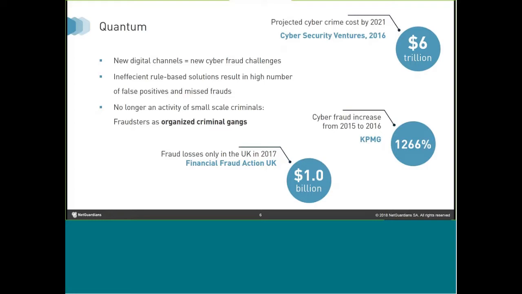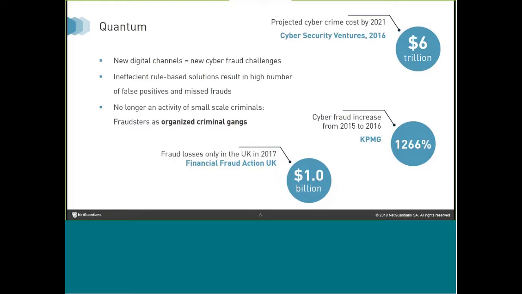So our quantum is just to give us an idea about what we are working on in terms of the cost of this fraud from reputable sources. For example, Cybercrime Ventures in 2016, 2 years back, projected cybercrime to be a $6 trillion business. And I'm sure this has gone up based on what we are already seeing with the SWIFT fraud and so on. According to KPMG, in 1 year, cybercrime fraud increased by over 1,000%.